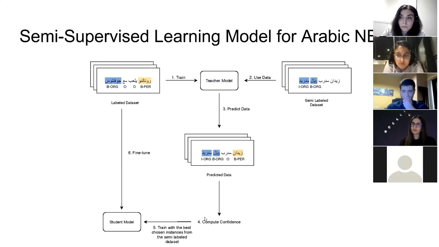We pick the best instances, and we train another model, which we call the student model. It has the same architecture as the BERT model. After training using this data set, we finally fine-tune this student model using the small labeled data set. So first we train the teacher model, we predict the labels of the non-labeled tokens, we choose the best instances, we train the student model using them, and then finally we fine-tune using the labeled data set.